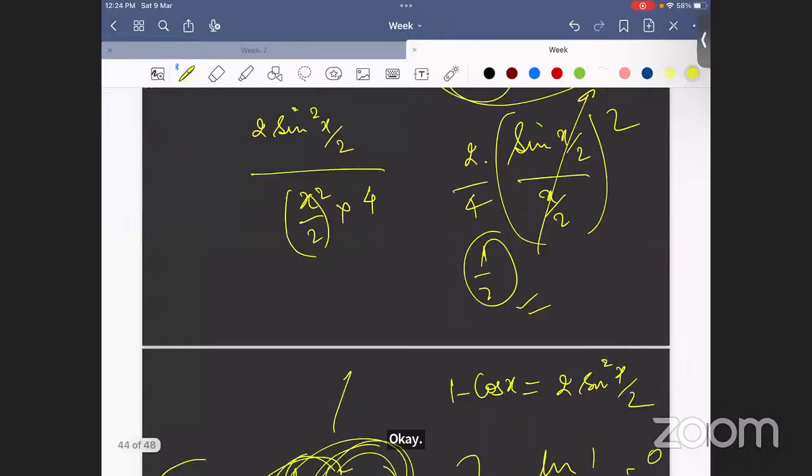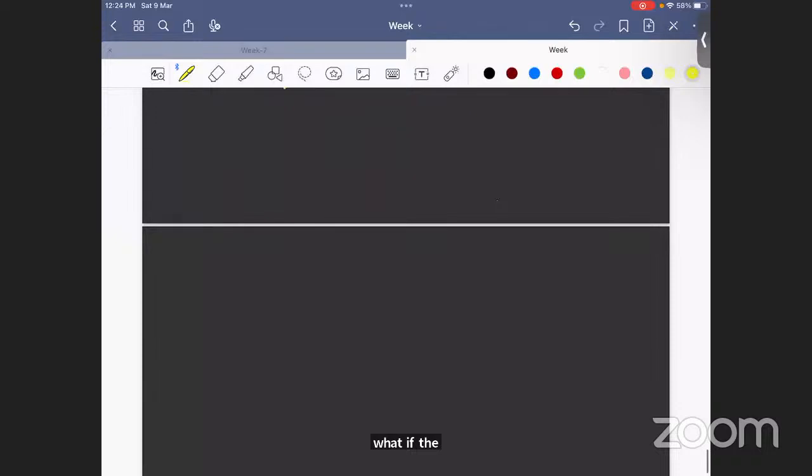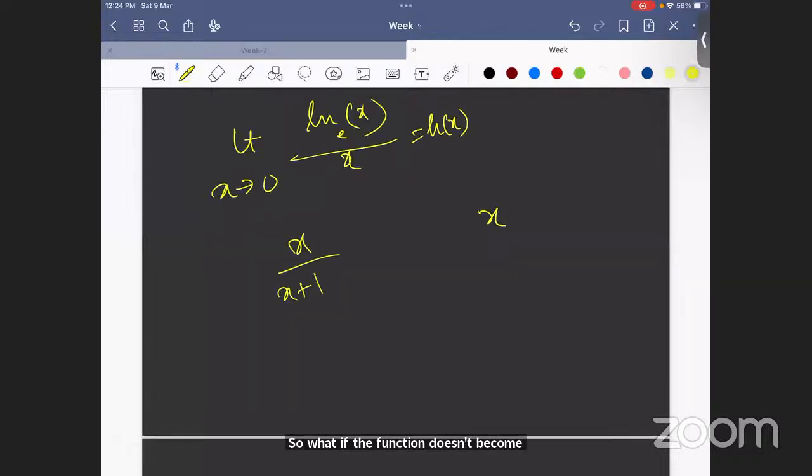Sir, what if the function doesn't become 0 by 0 or infinity by infinity? You can use L'Hopital's rule directly. No, I told you that.